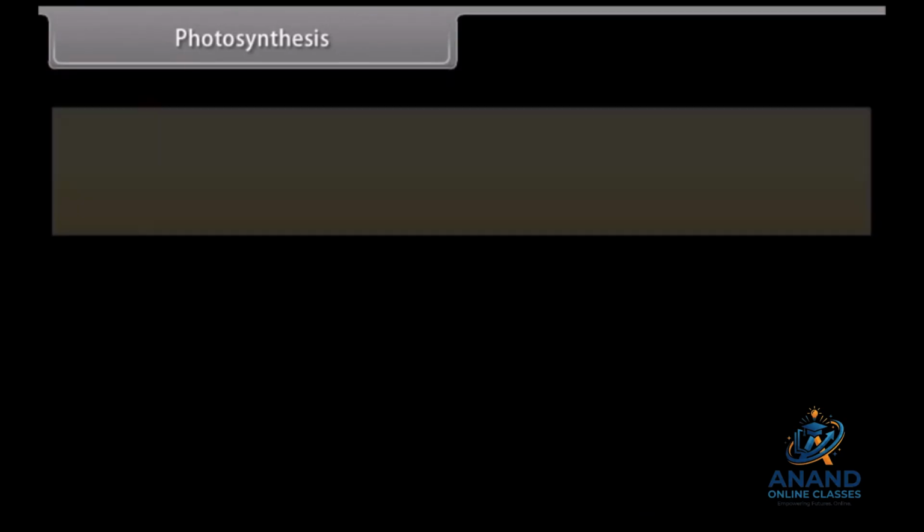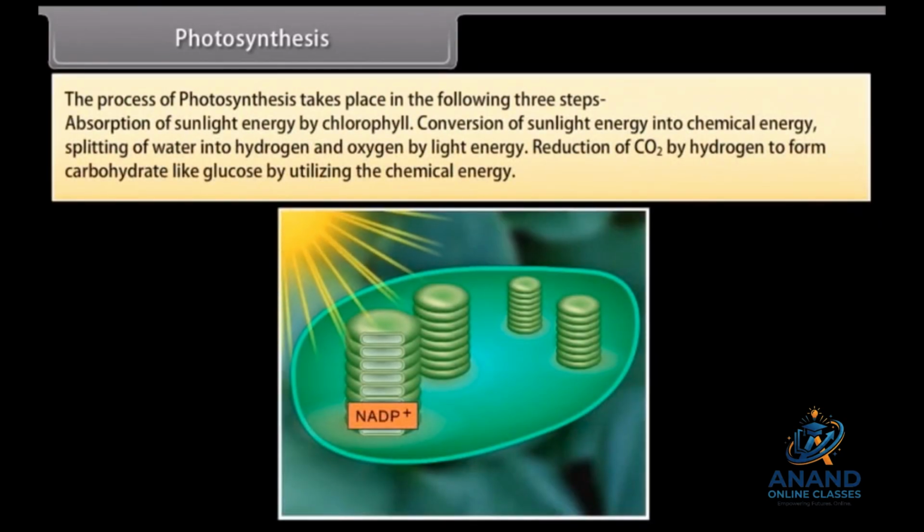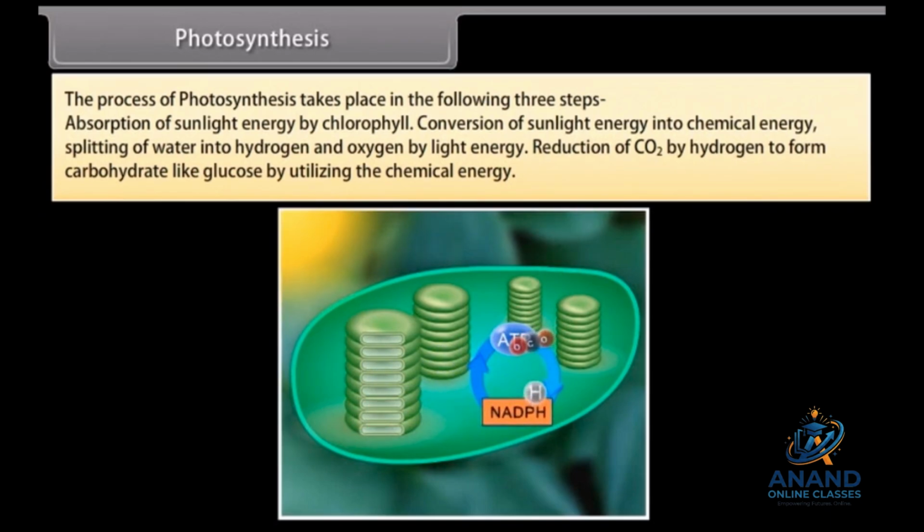The process of photosynthesis takes place in the following steps: absorption of sunlight energy by chlorophyll, conversion of sunlight energy into chemical energy, splitting of water into hydrogen and oxygen by light energy, reduction of CO2 by hydrogen to form carbohydrate like glucose by utilizing the chemical energy.